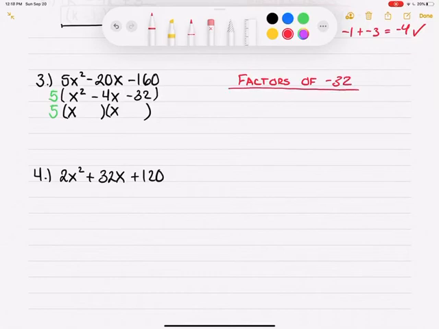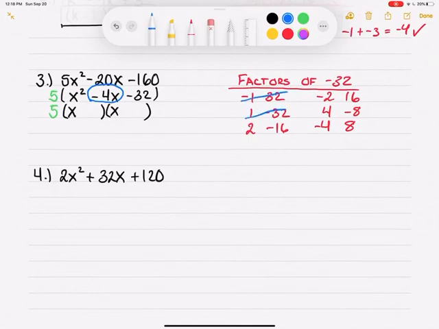I need the factors of negative 32, so I have negative 1 and 32, 1 and negative 32, 2 and negative 16, negative 2 and positive 16, 4 and negative 8, negative 4 and positive 8. These are all of the factors or pairs that make up negative 32. I need to find the set of pairs that add up to be negative 4.